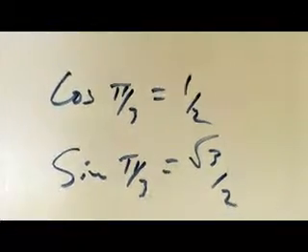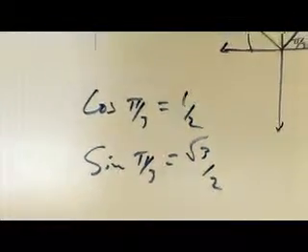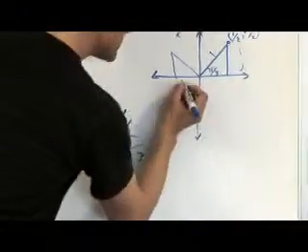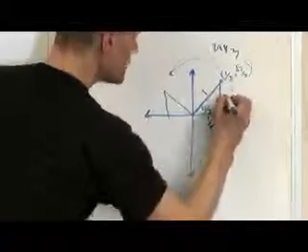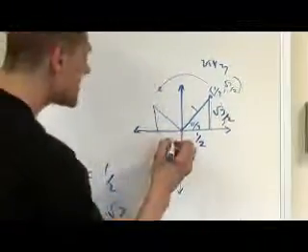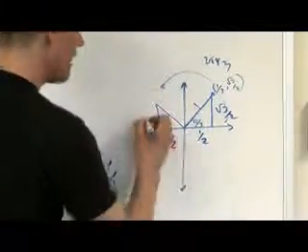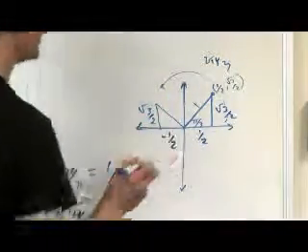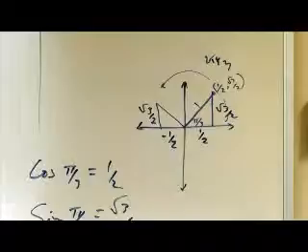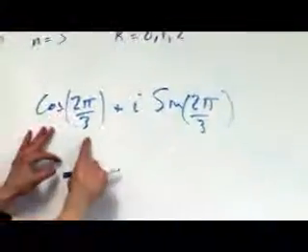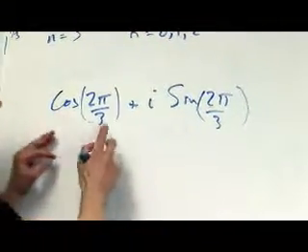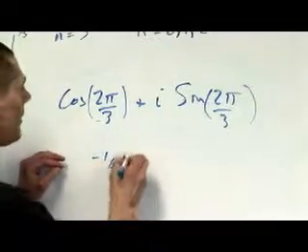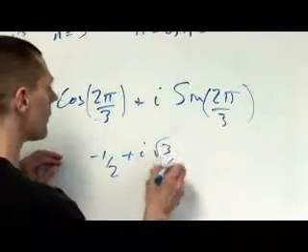You're probably saying, Mike, you dimwit, why are you telling us that? But we can use this picture. So this was 1/2, and this is the square root of 3 over 2. On this side, this will be negative 1/2, and this will still be the positive square root of 3 over 2. Why did I do that? Well, I want to figure out what this is. So this is going to be negative 1/2 plus I times the square root of 3 over 2.